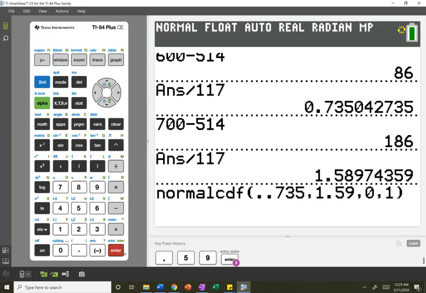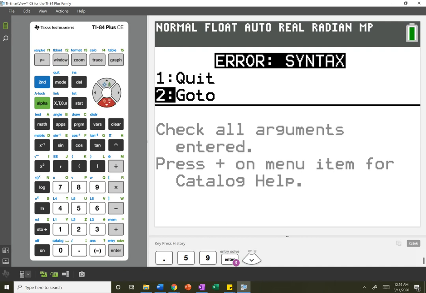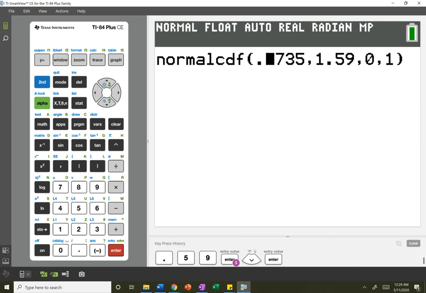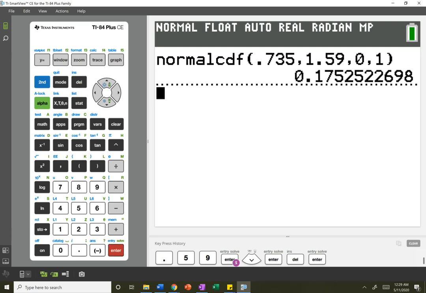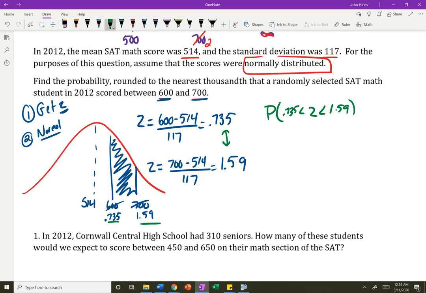Enter, enter, enter. I have a syntax error somehow because I have 2 decimal points there, my fault. And there's my probability, 0.175. So the probability that someone falls between 600 and 700 was 0.175, or about 17.5%.